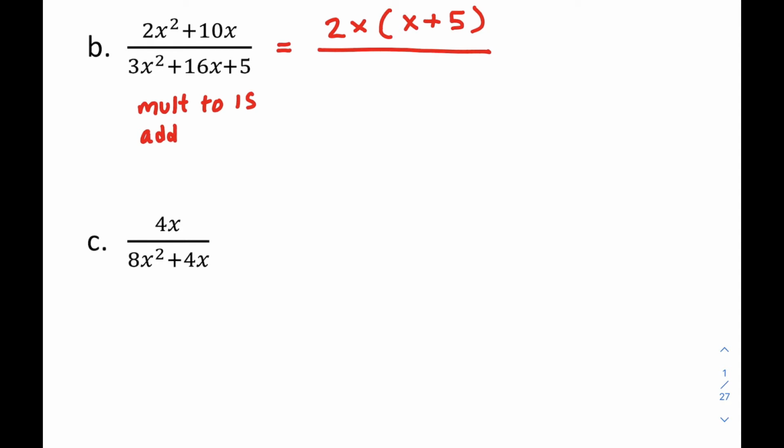Now on B, if I look at the top, I can factor out a common factor of 2x to start with. So let's factor a 2x out, which will leave me with x plus 5. On bottom, I'm looking for two numbers that multiply to 3 times 5, so to 15, and add up to 16. So I'm going to use 15 and 1 to rewrite my middle term.